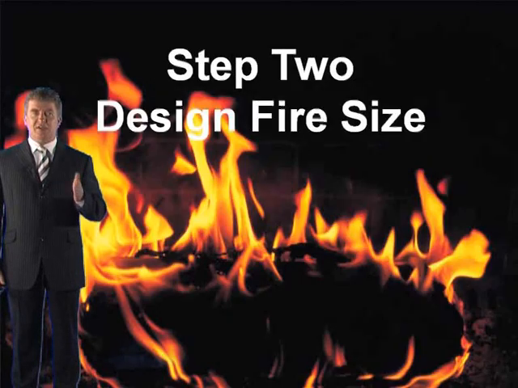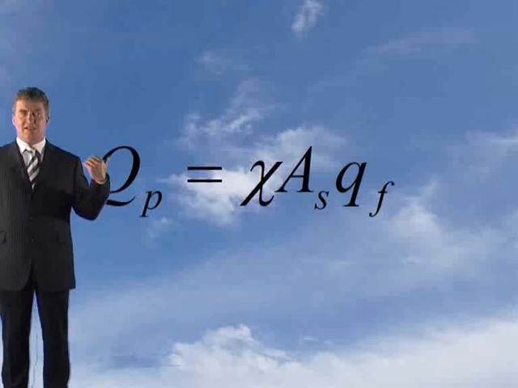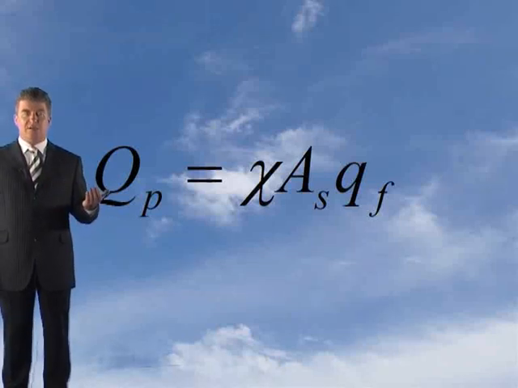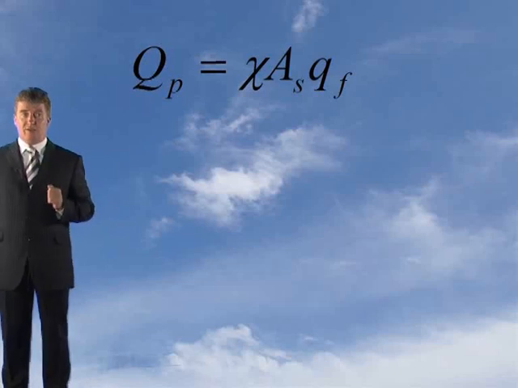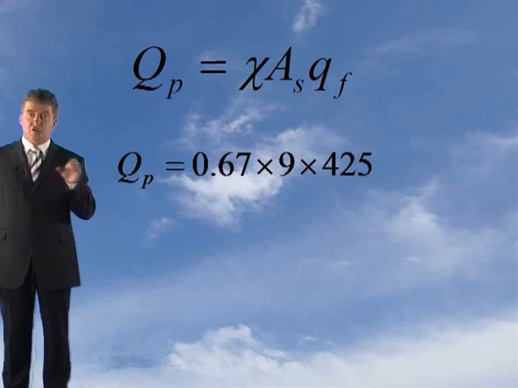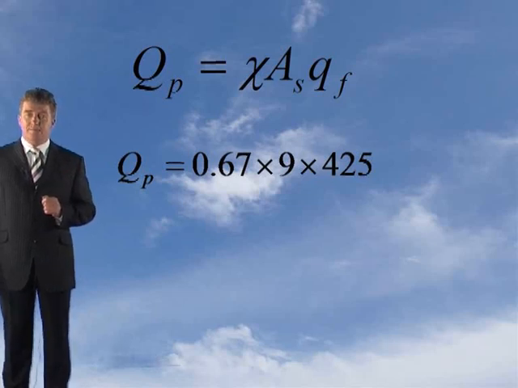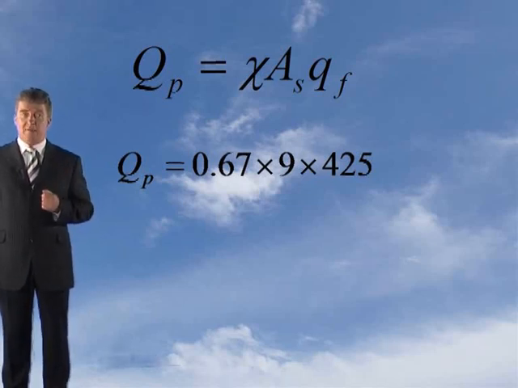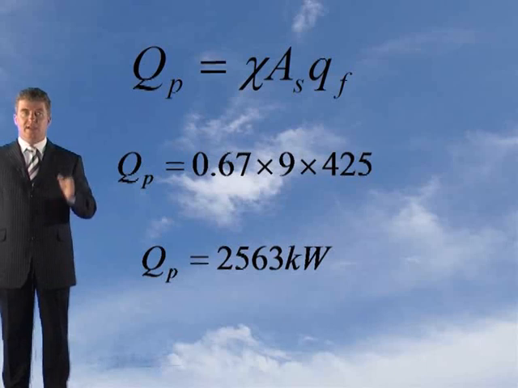Step 2, we need to determine the design fire size to be adopted. Now, the formula to determine the fire size is as follows. Again, you've got QP equals chi times the area of the fire times the heat release rate density. If you put in the variables, you should have got this. QP equals 0.67. Don't forget that's the default value of chi. That's the convective heat output of most typical fires. And you times that by 9, which is the area of the fire, 9 square metres, and you've got your 425. That should give you an answer of 2563. So that is the design fire size that we're going to be basing our smoke control system on.